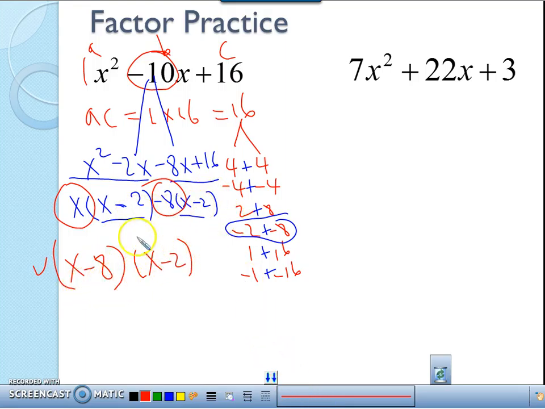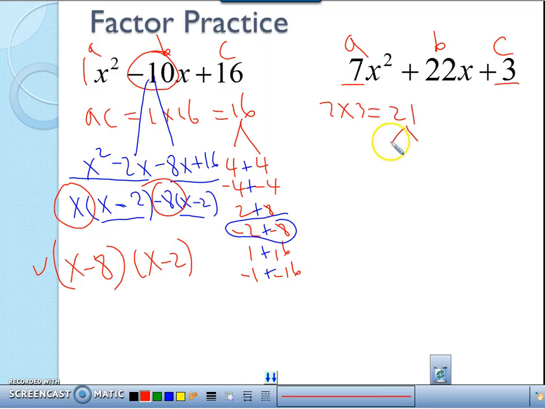So when you do the box method for this, you should get that, or FOIL. So why don't you go ahead and try this one, and we can go over it. So here, you're going to write A, B, C. So you're going to multiply A and C. And before you do that, I see that there's no GCF for 7, 22, and 3. So I'm just going to do A times C, which is 7 times 3, 21.